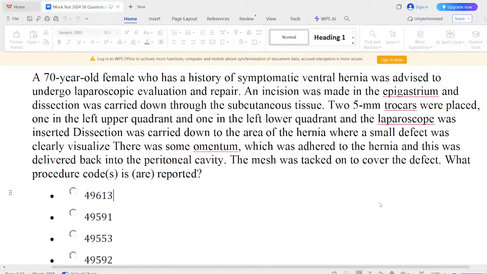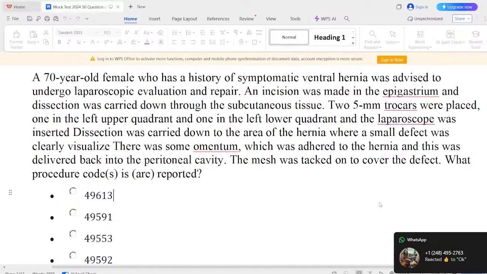Rasna, Jitin, option D. And what about others? Rasna, Jitin saying option D. Option D for 49592.